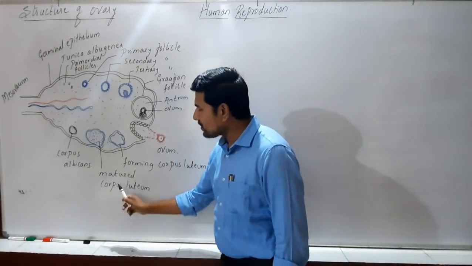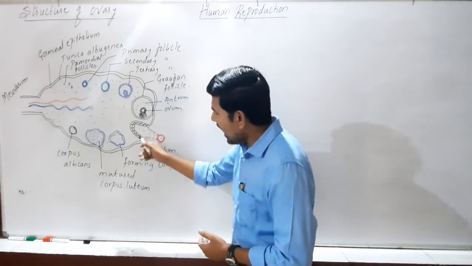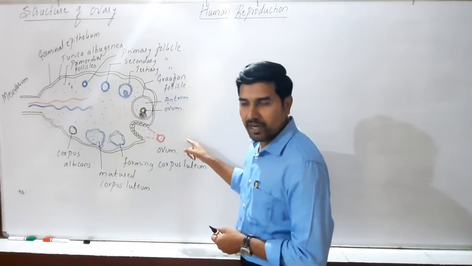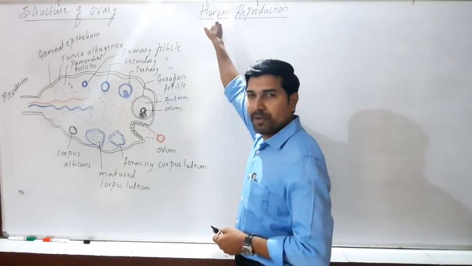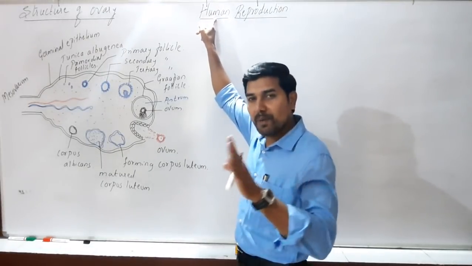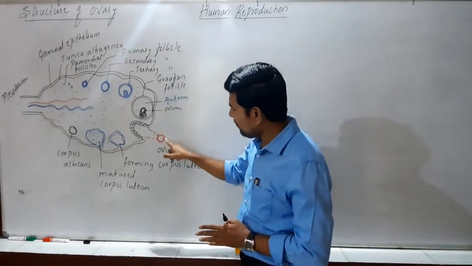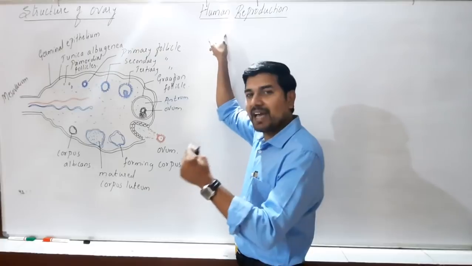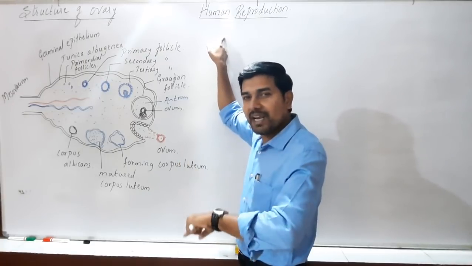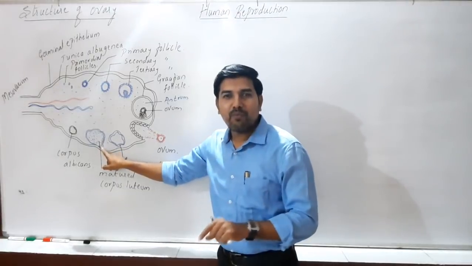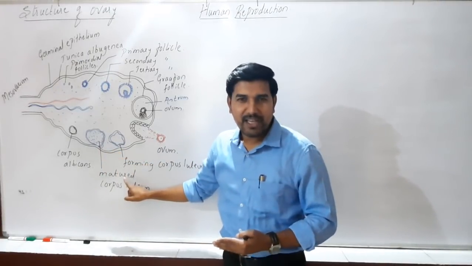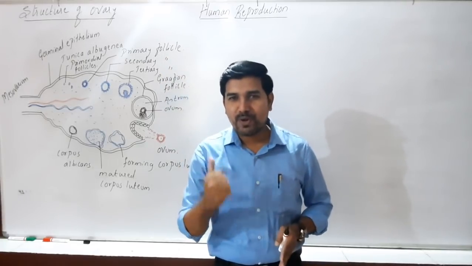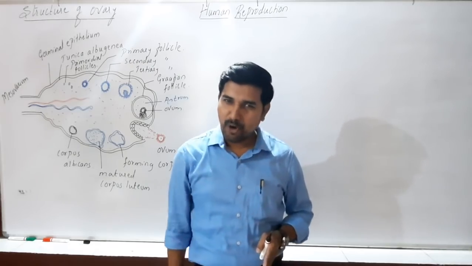Then why does the corpus luteum get degenerated? After ovulation on the 14th day, when the egg is released from the ovary, it enters the fallopian tube. In the fallopian tube, the egg has to get fertilized. Remember the female reproductive system. When the egg is released, it travels in the fallopian tube or oviduct. In the oviduct, it has to get fertilized. If it gets fertilized, then this corpus luteum will secrete progesterone hormone continuously, so that the pregnancy can be maintained. And because of this reason, progesterone is called a pregnancy maintaining hormone.